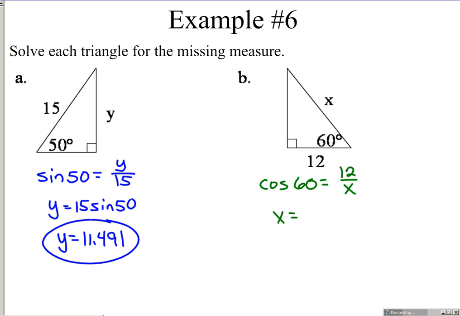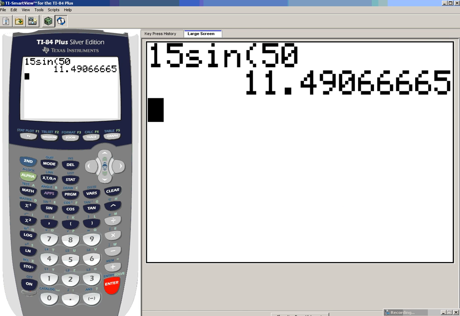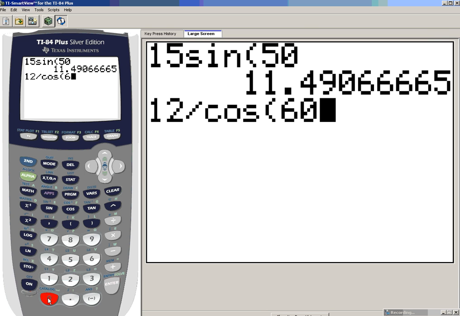Solve for x. X is going to be 12 divided by the cosine of 60. Plug that into your calculator. 12 divided by cosine 60. We get 24.